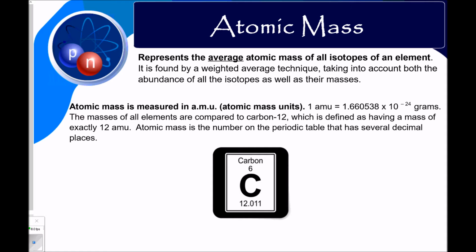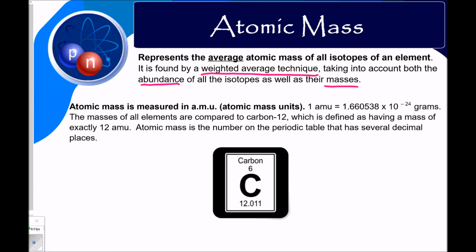Please have out something to write with and a calculator. I'm starting today on the bottom of page 5. Atomic mass represents the average atomic mass of all isotopes of an element. It is found by a weighted average technique, taking into account both the abundance of all the isotopes as well as their masses. And by abundance, I mean the percentage at which they're found.